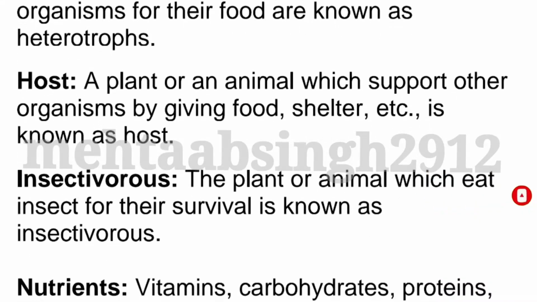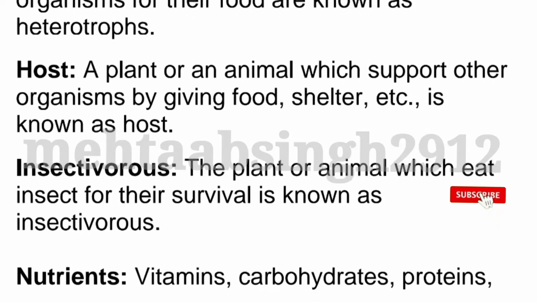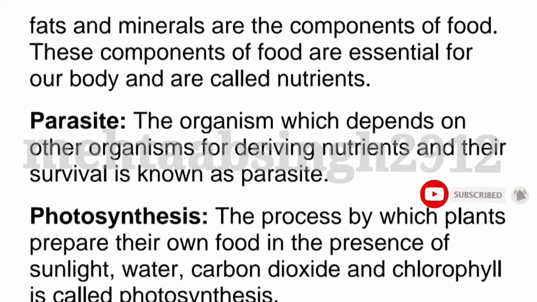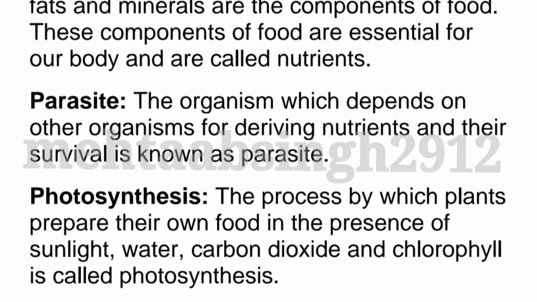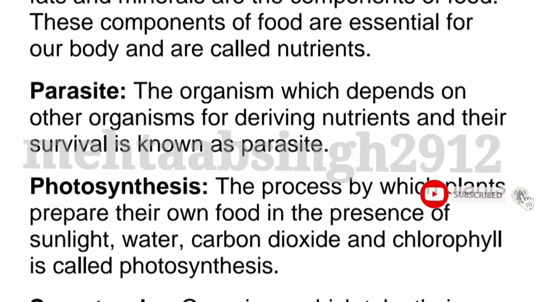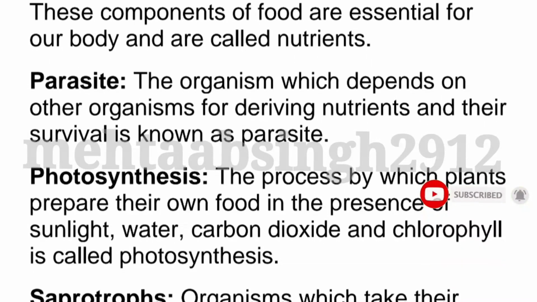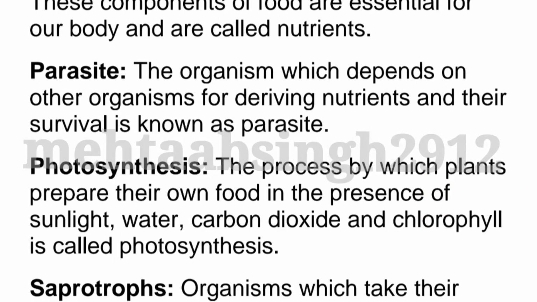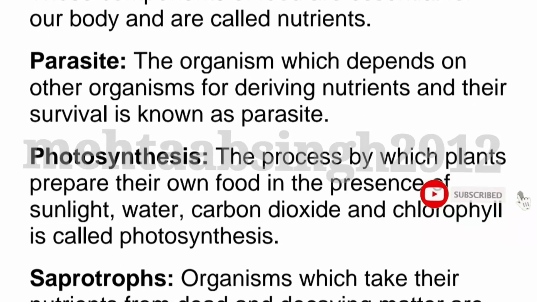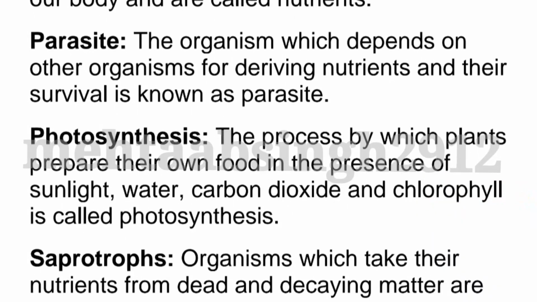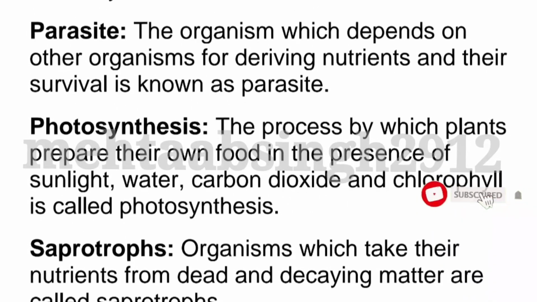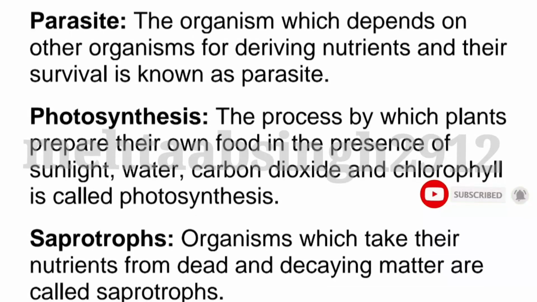Nutrients. Vitamins, carbohydrates, proteins, fats and minerals are the components of food. These components of food are essential for our body and are called nutrients. Parasite. The organism which depends on other organisms for deriving nutrients and their survival is known as parasite.